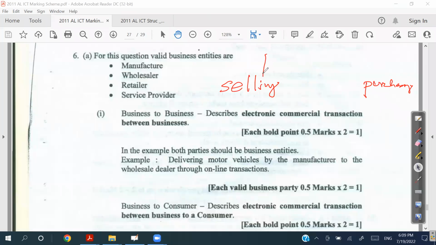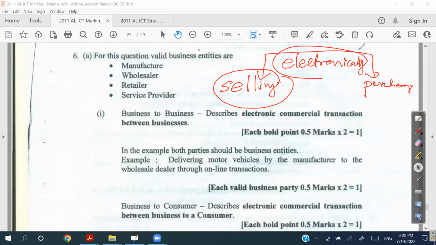Then the transaction should happen electronically, right? So these 3 factors should tell who is the seller, who is the purchasing party, or the buyer, and the transaction happens electronically, right? Even for a definition, those are the things that you need to talk about.